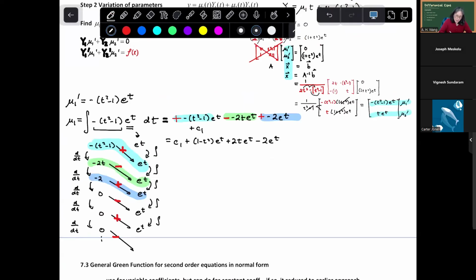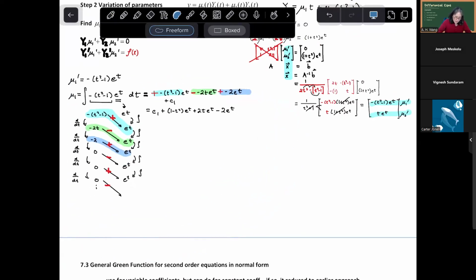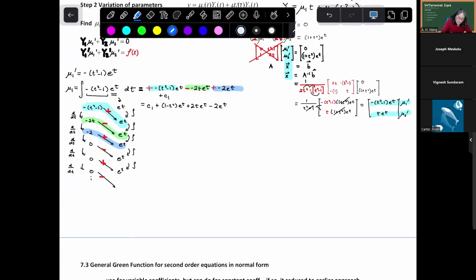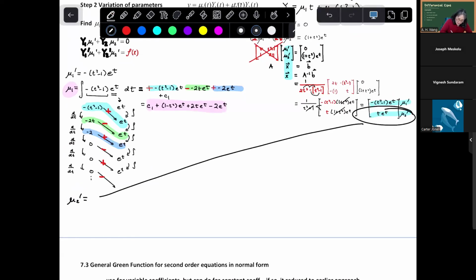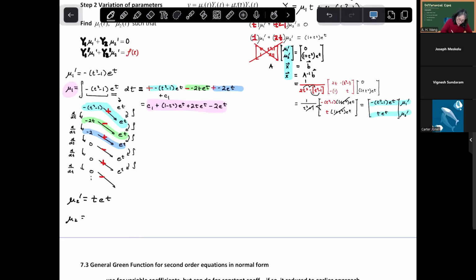This is the fast, easy way. You can see how easy it is to do integration by parts using a chart when you have a whole bunch of integrations to do. So this is the mu1. Let's do mu2. So mu2 prime, going over here, is right here: t e to the t. And so mu2 equals the integral of t e to the t dt.